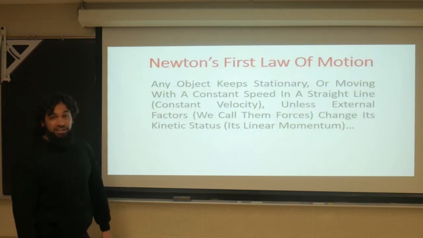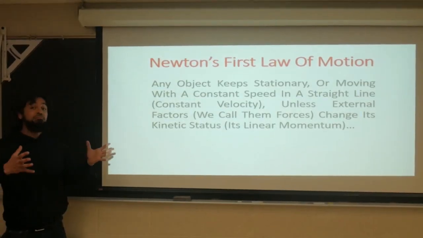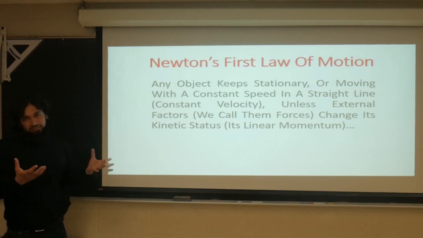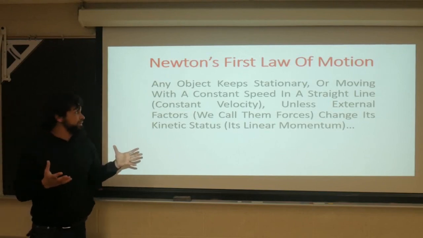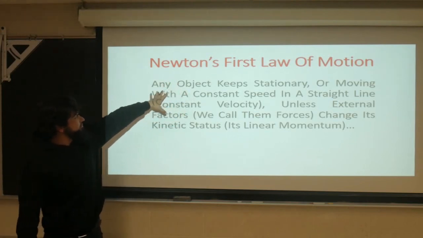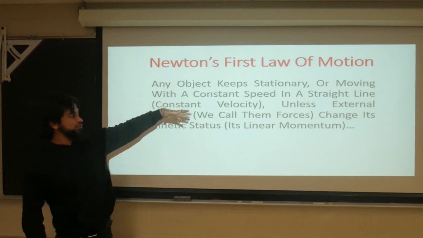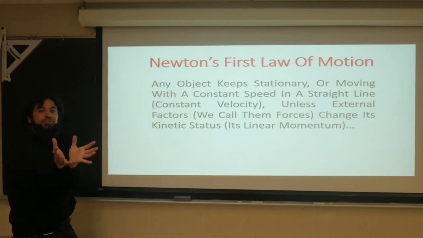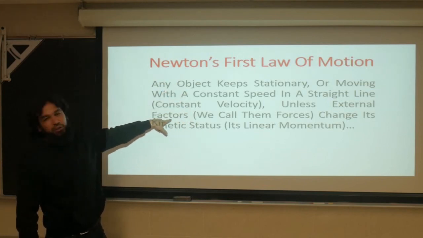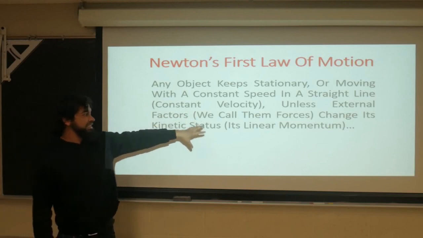Newton's first law of motion. Today I'll be explaining the three laws of motion for Newton. If you understand these laws, you'll better understand linear momentum because it deals with them closely. The first law: any object keeps stationary or moving with a constant speed in a straight line, which means constant velocity, unless external factors, which we call forces, change its kinetic status, which means its linear momentum.